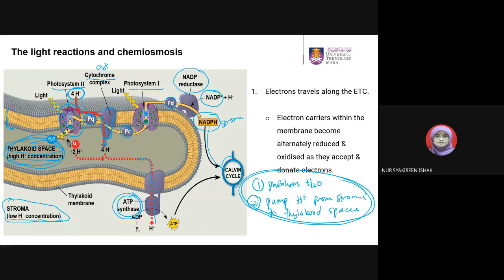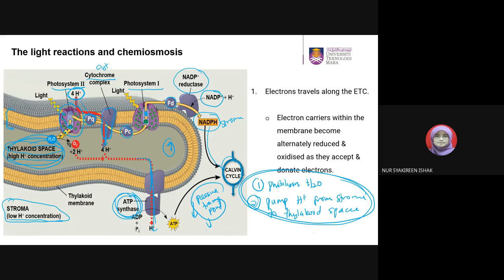So pergerakan tu adalah daripada high concentration to low concentration. Itu adalah proses apa? Passive transport. To be specific, dia adalah facilitated diffusion. Sebab apa? The movement of hydrogen ions is through diffusion using ATP synthase. Okay, from high concentration to low concentration.